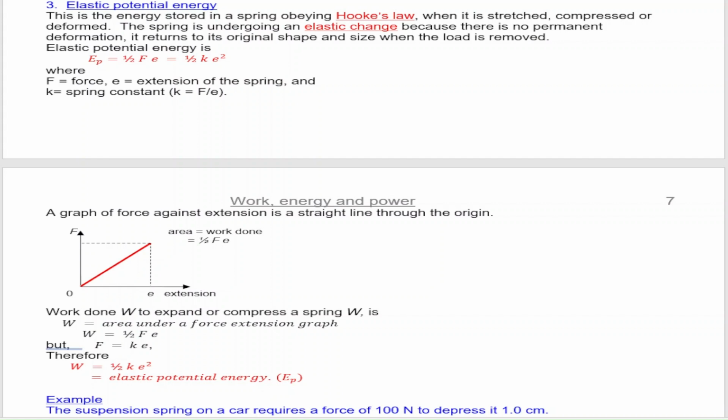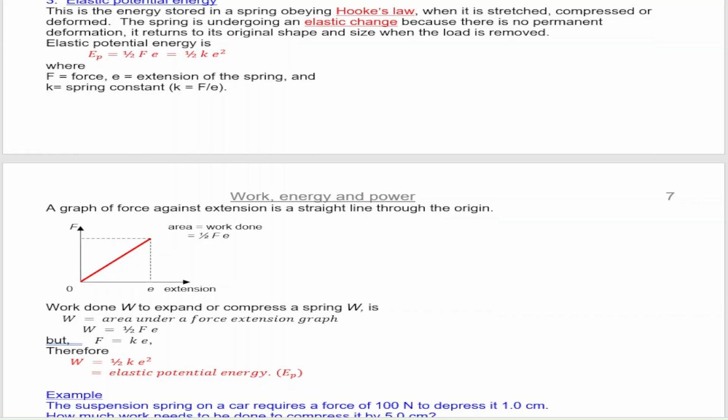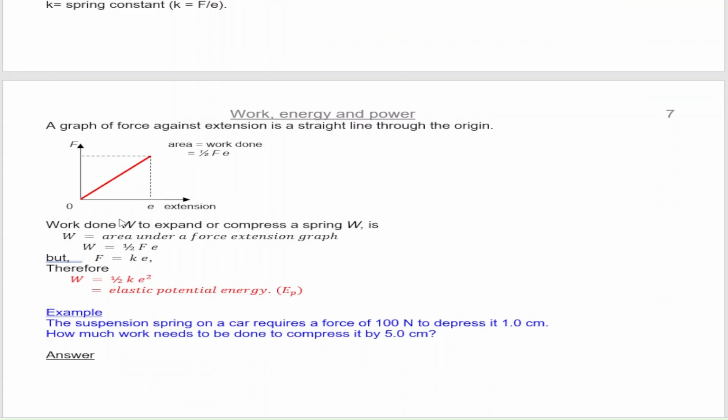The spring is undergoing an elastic change because there is no permanent deformation. It retains its original shape and size when the load is removed. Elastic potential energy is given by half Fe. So this comes from the graph here of F versus e from your IGCSE Hooke's law. F is directly proportional to e, the extension. So the area under the graph would be equal to the work that is done.